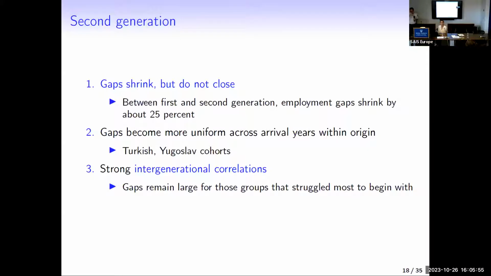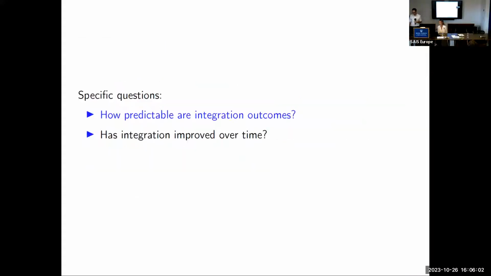Okay, so that was a bit of a first and second generation migrant comparison. Of course, one could go a lot deeper, but today I want to give you more of an overview. So let's move on. The next question I want to ask is, how predictable are all these differences in integration outcomes? We saw that different groups are doing very differently.